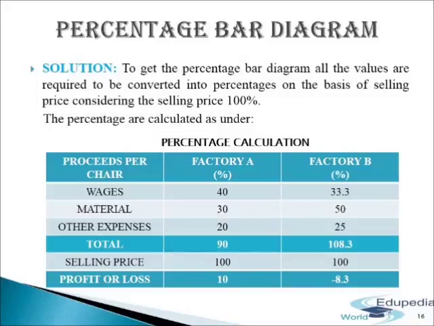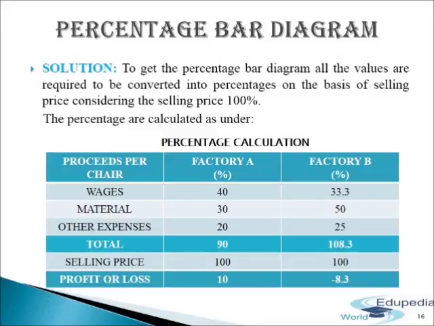As we can see from the following table that selling price is taken as 100%, and according to it wages, material and other expenses of factory A and B are converted into percent. For factory A, when selling price is 400, wages were 160, and when we considered selling price 100%, wages were 40% by applying unitary method. Likewise, we will calculate percentage for factory A and B for all the expenses and accordingly calculate the profit or loss for a particular factory.